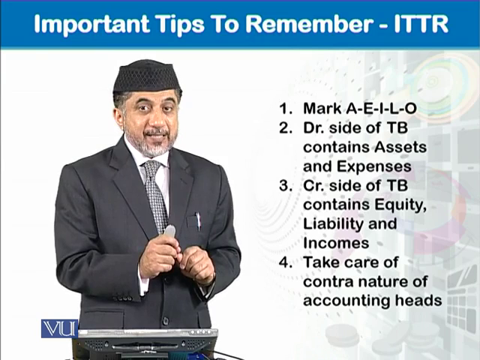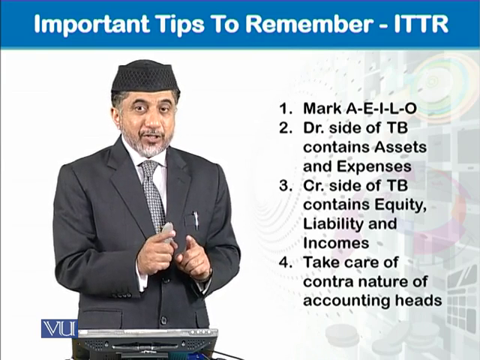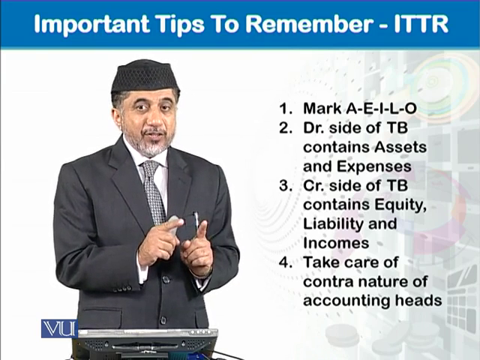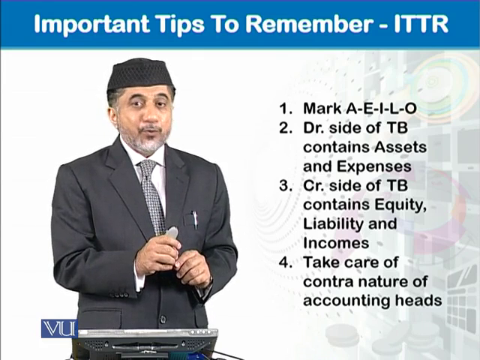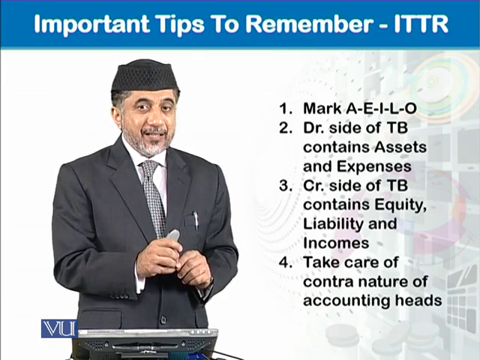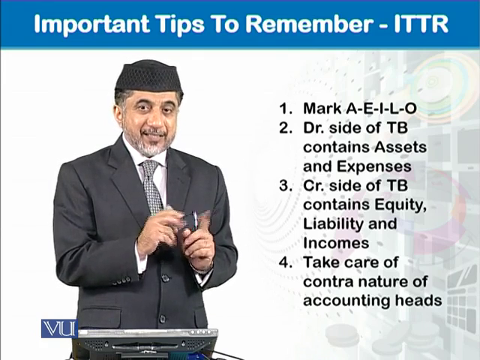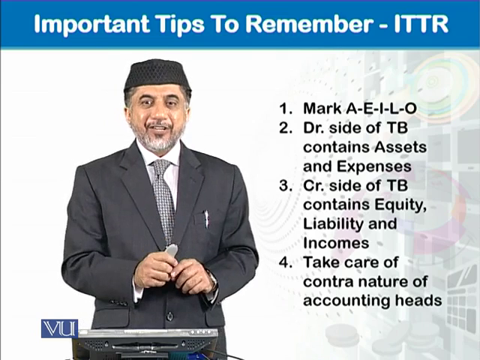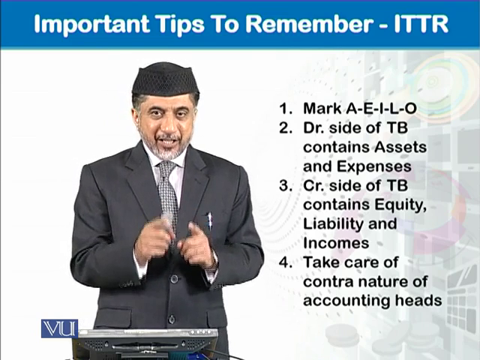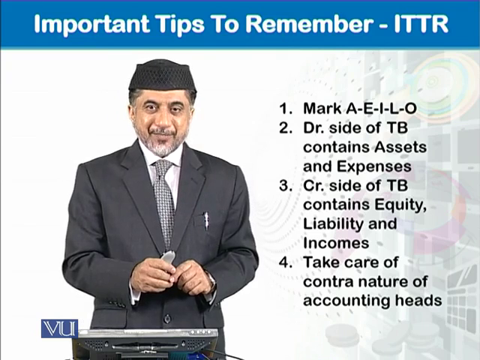Provision for depreciation, contra to the fixed asset, would always be appearing on the credit side of the trial balance. And provision for doubtful debts, contra to the debtors account, would always be appearing on the credit side of the trial balance. So take special care of the contra items.